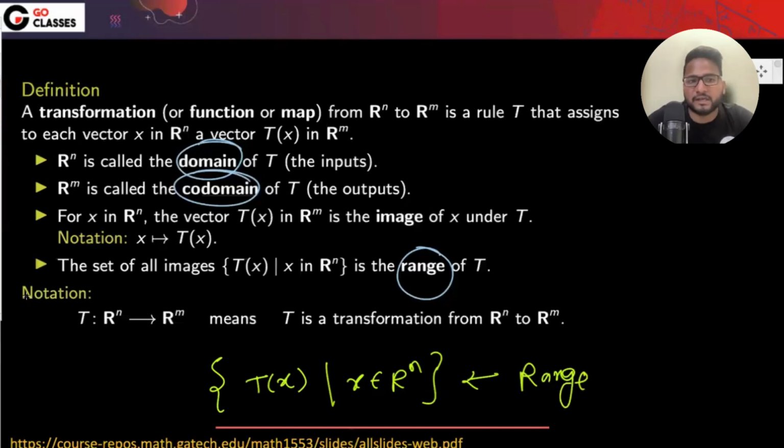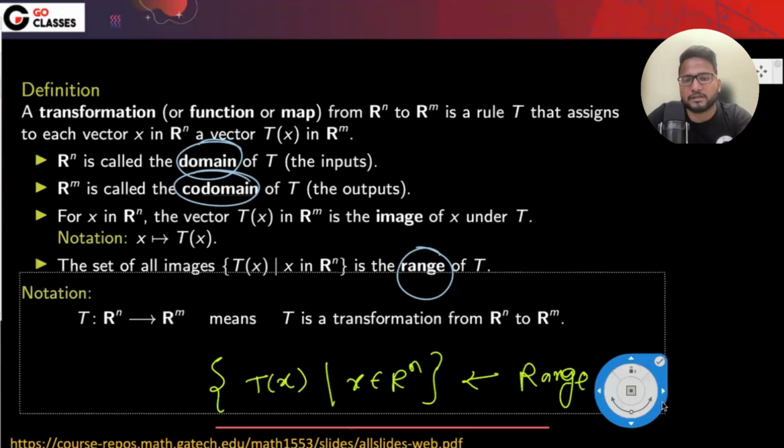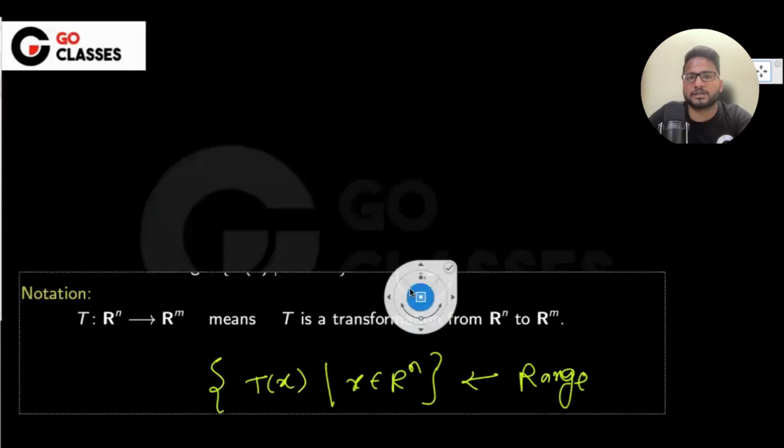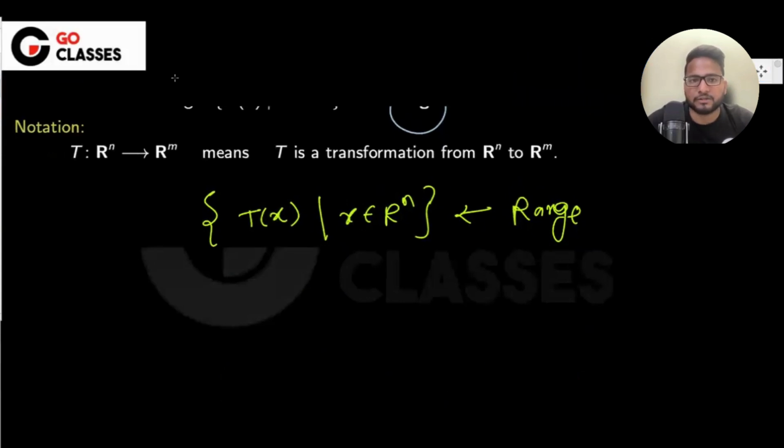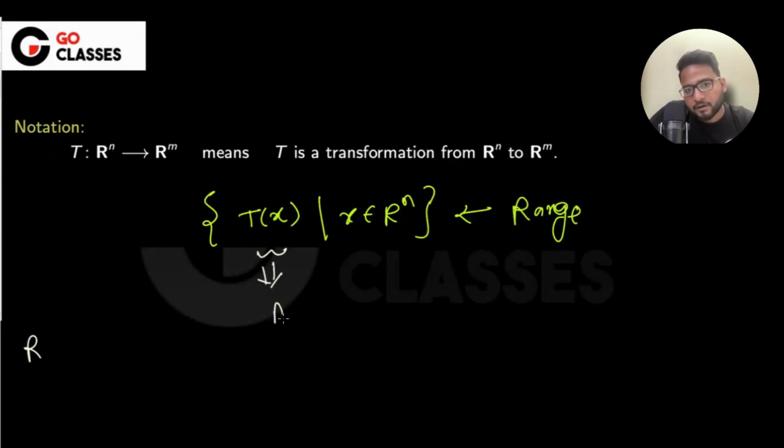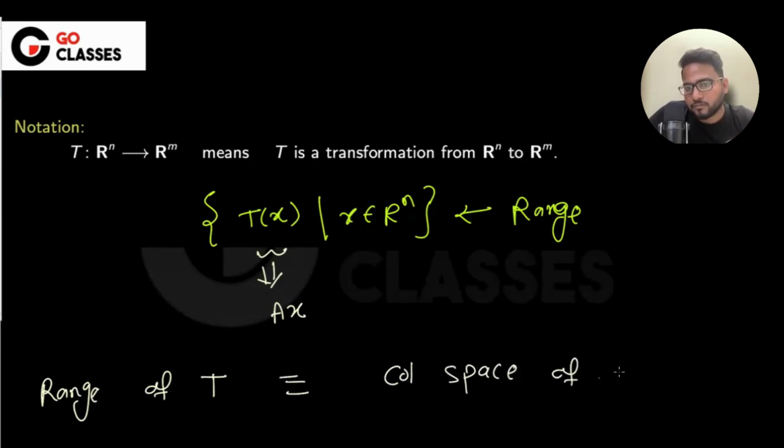Now you tell me, isn't this Tx same as Ax? Is this Tx same as Ax? Yes, right? We have seen this Tx is same as Ax. So you can say that this is same as Ax, right? Can you say that range of linear transformation is nothing but, is this true or false? Let me just write it. Range of linear transformation. Okay. Is the same, is this true or false?